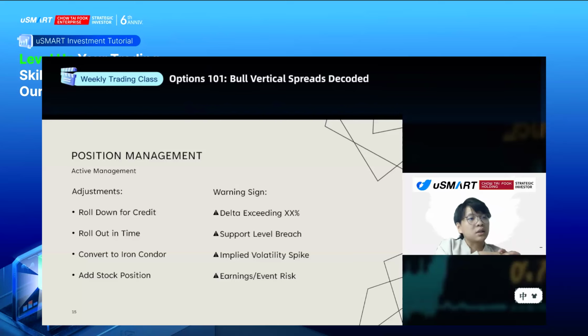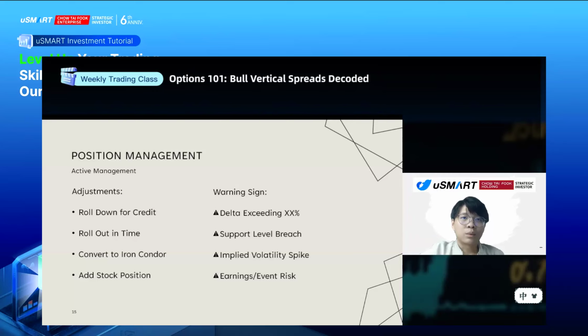And the second is the support level break, because we already said that this strategy is targeting a bullish or neutral outlook. So if a certain support level is broken, it means there might be a reversal in trend or a market structure switch. If a very important technical support level is broken, you might need to consider adjusting your position.